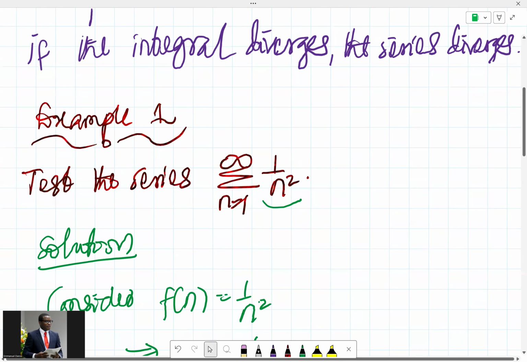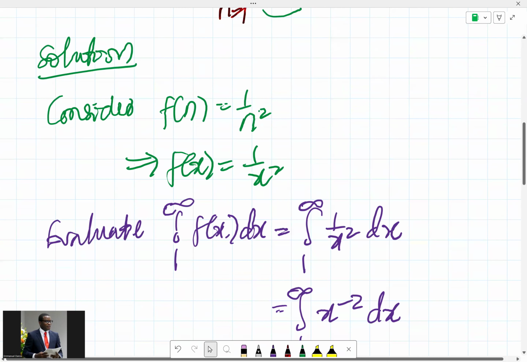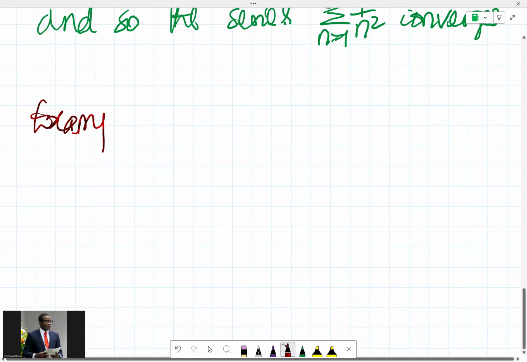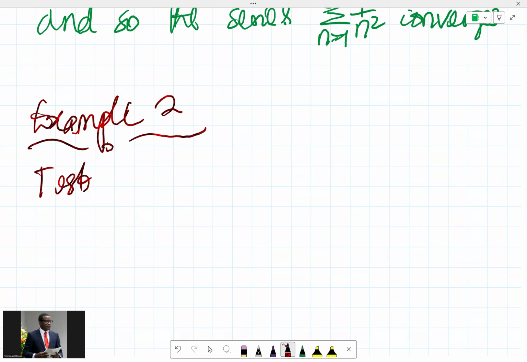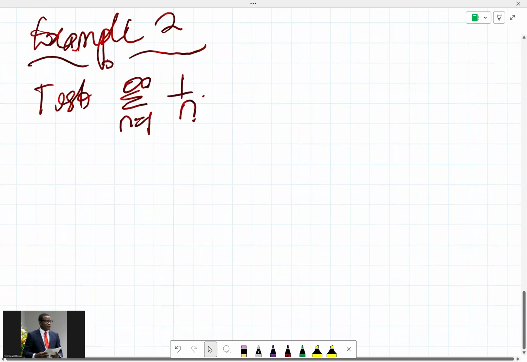So let's take the second example. Example 2. So we want to test the summation from n equals 1 to infinity of 1 over n, and test if that series converges or diverges, using the integral test. We already knew from the nth term test of divergence that it diverges. Is the integral test going to tell us the same thing?